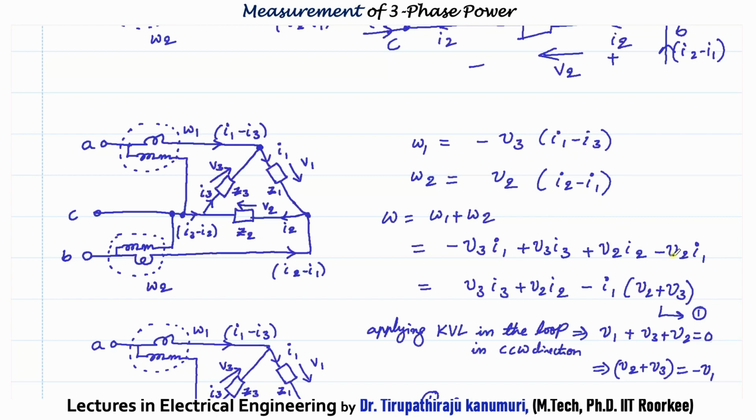So I1 is common for 2, so that's why I have separated that term. The remaining terms I have written, V3 I3 and V2 I2, came here. This V3 I1 and V2 I1, I have combined. I am taking minus I1 common. This will be V2 plus V3.